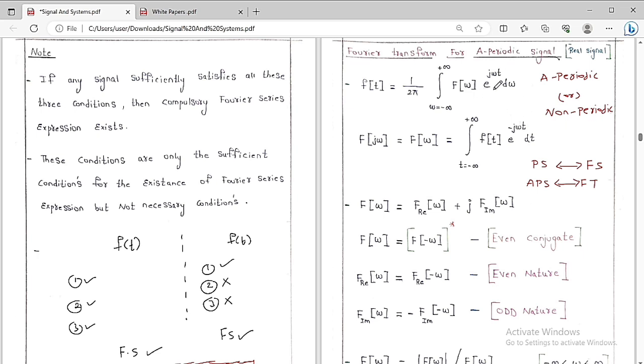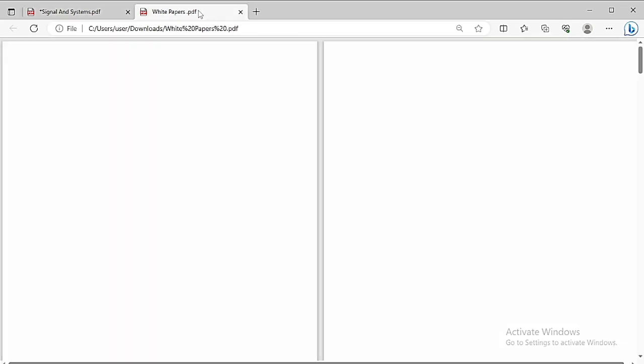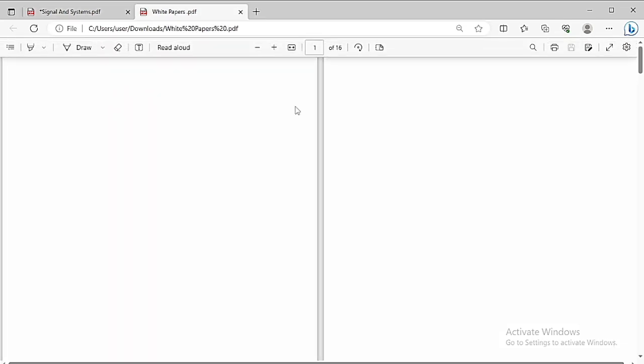So this is the thing you have to keep in mind. Let me write the formulas here, so that you can easily understand what I am trying to tell you. So you know the Fourier transform. Let me write the formula here.